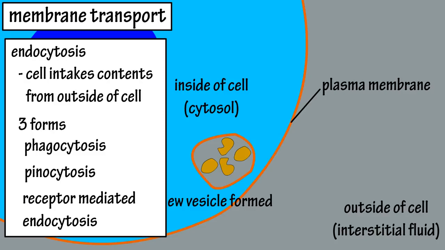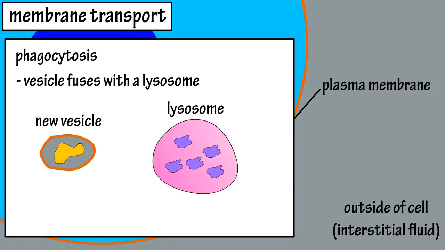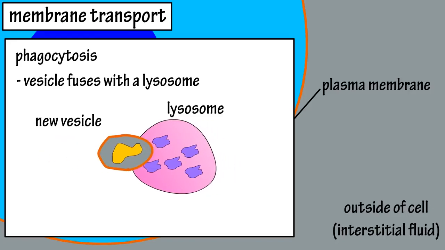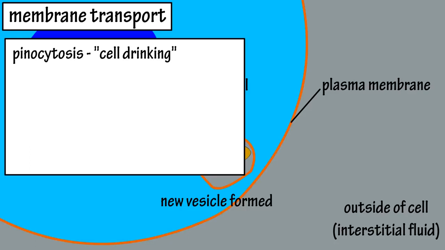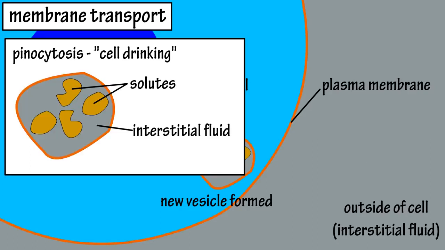In phagocytosis, a large particle is engulfed by the newly formed vesicle, and this vesicle fuses with a lysosome, which is a membranous vesicle that contains digestive enzymes that break down the particle into its component molecules. Phagocytosis is also called cell eating. Pinocytosis, which is also referred to as cell drinking, is when the plasma membrane folds inward and engulfs droplets of interstitial fluid that contain dissolved solutes that can be used by the cell.